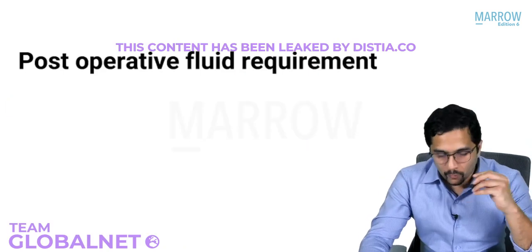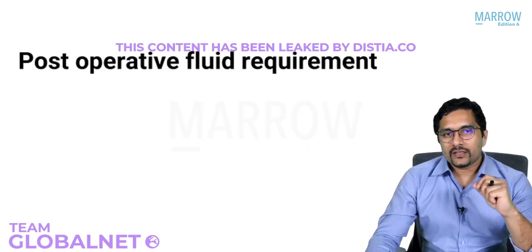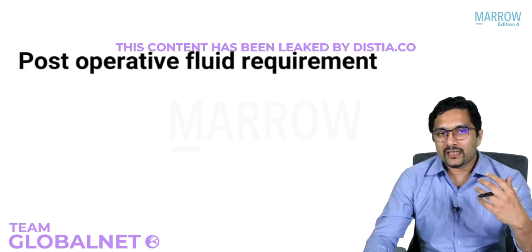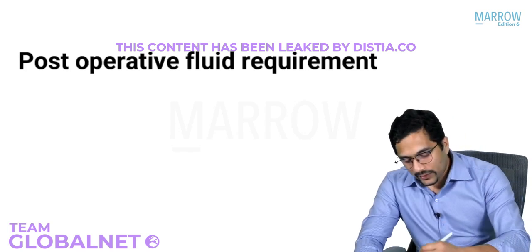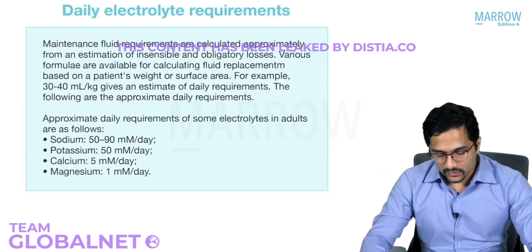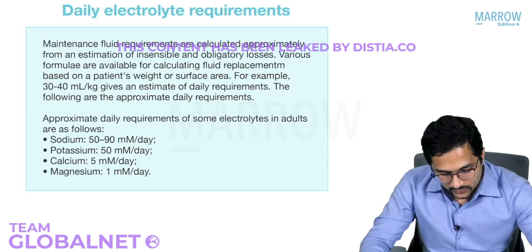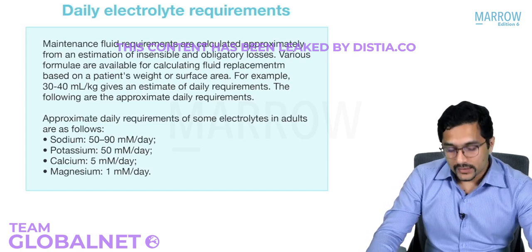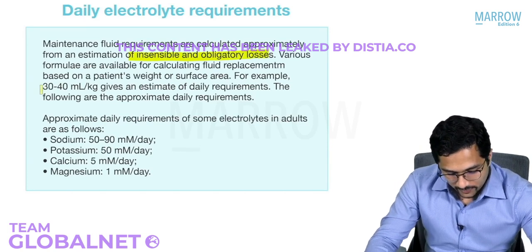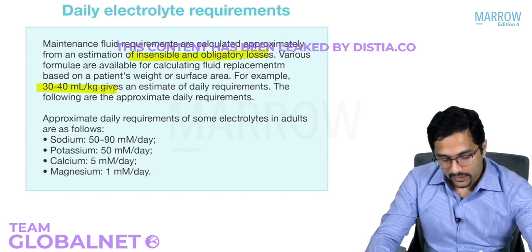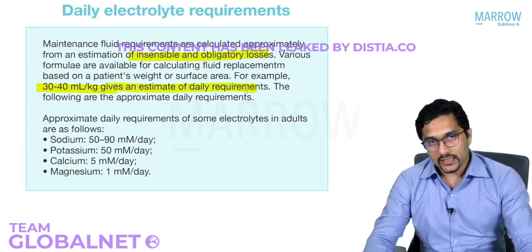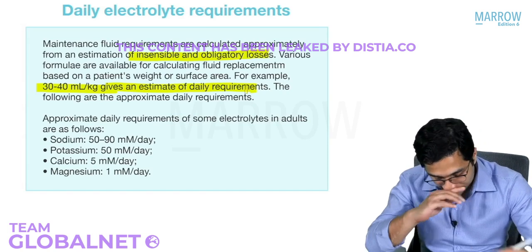Anyways, moving on to post-operative fluid requirement. So we know that after surgery any surgical patient requires fluids. And what are the things which we need to keep in mind when we are giving fluids to these patients? So we need to take into account insensible losses. Insensible or obligatory losses are there, and these are approximately 30 to 40 ml per kg.